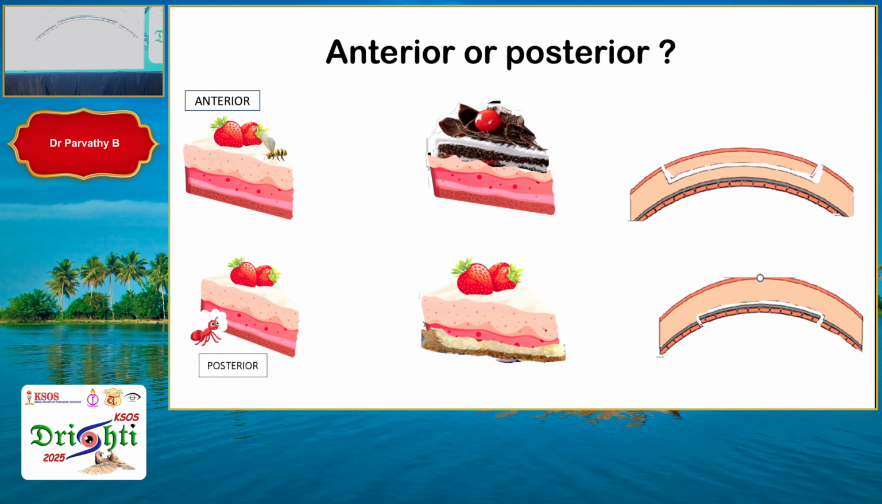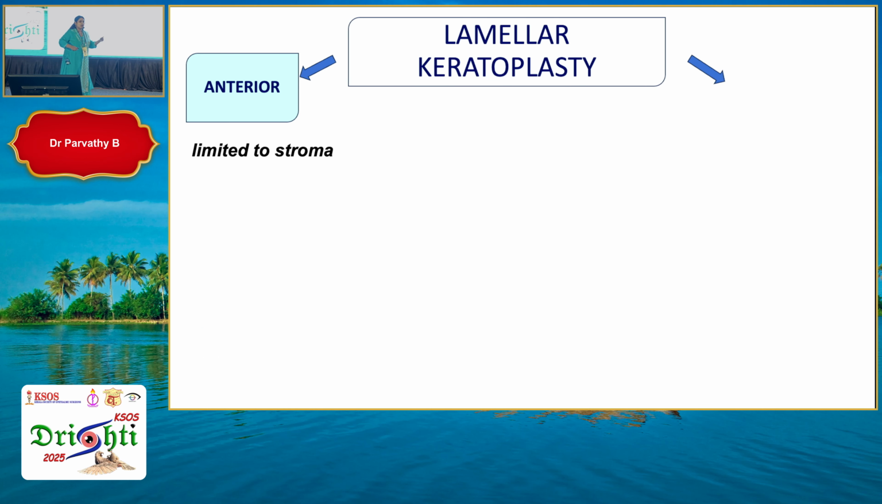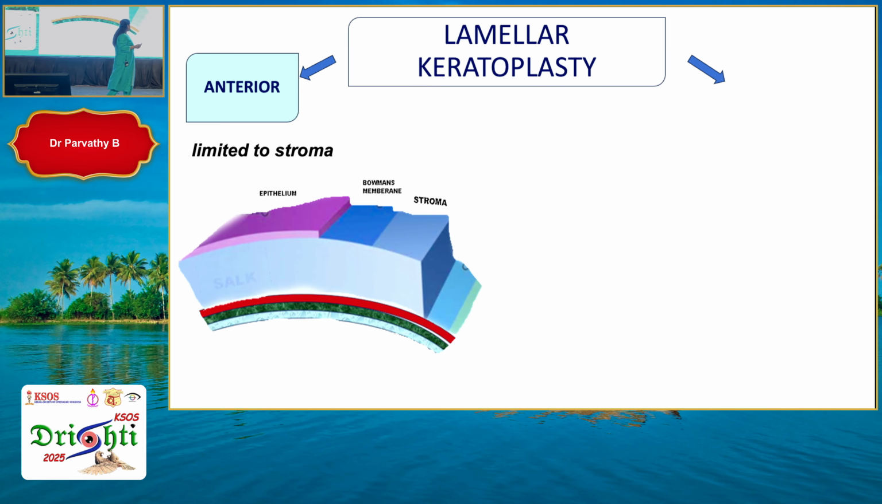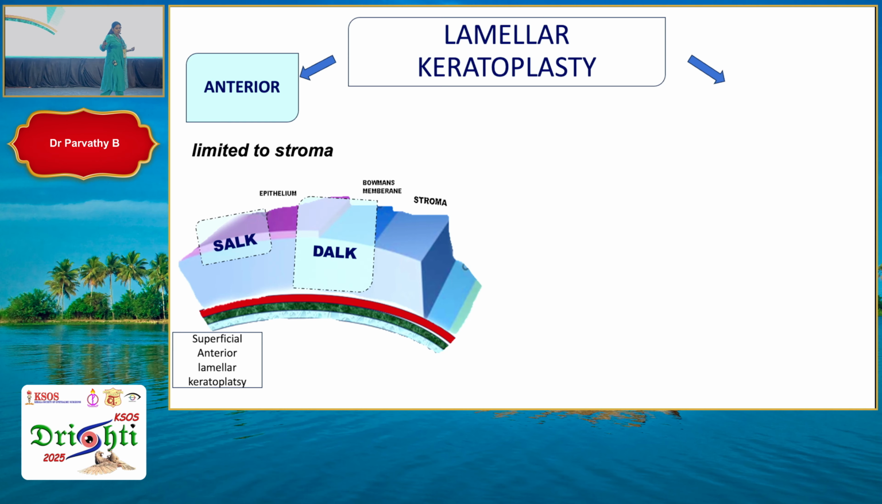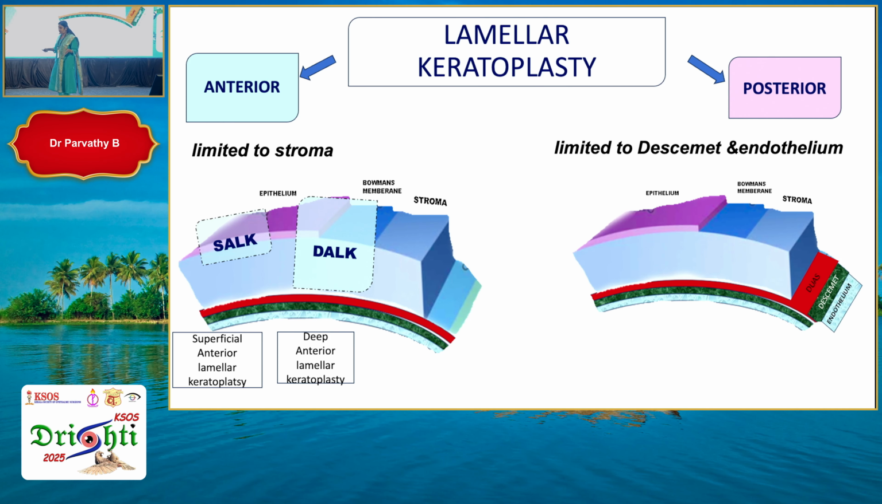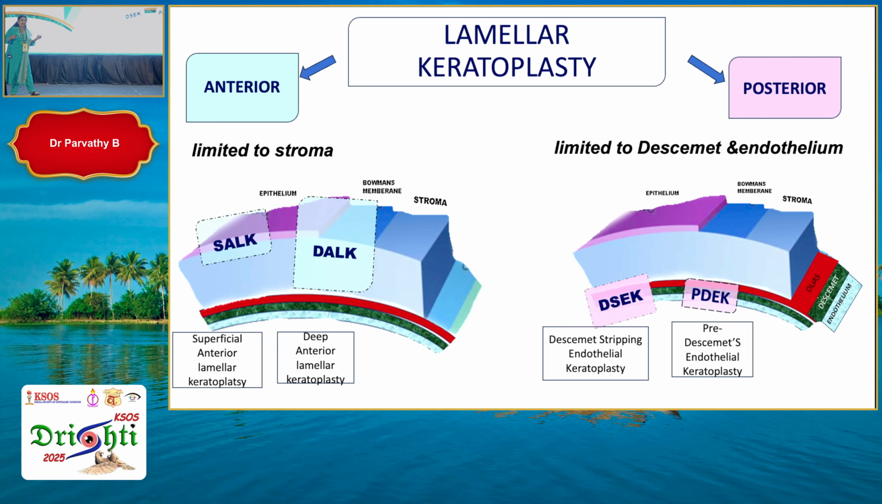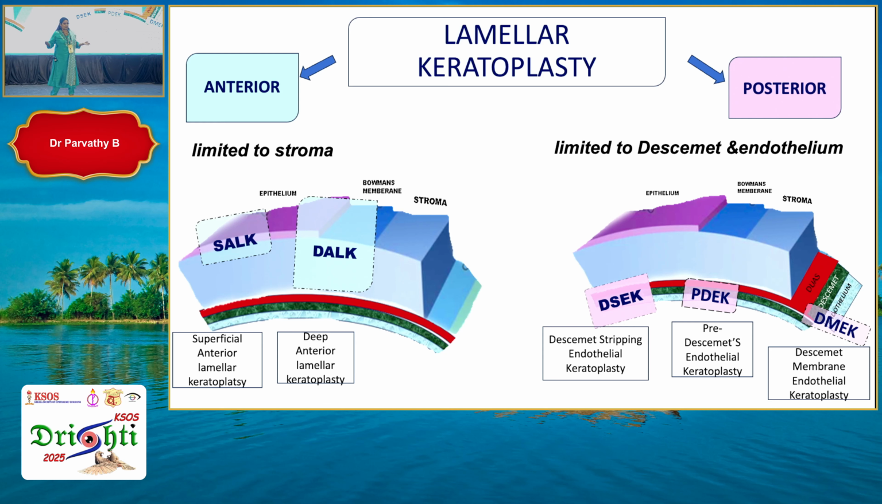Now let's see the classification. Yes, here is the classification. Anterior, when the disease is limited to stroma, we have SALK, superficial anterior lamellar keratoplasty. Then we have DALK, deep anterior lamellar keratoplasty. Anterior means we have posterior. When the disease is limited to Descemet and endothelium, here we have DSEK, that is Descemet stripping endothelial keratoplasty. Then we have pre-Descemet endothelial keratoplasty and DMEK, Descemet membrane endothelial keratoplasty.